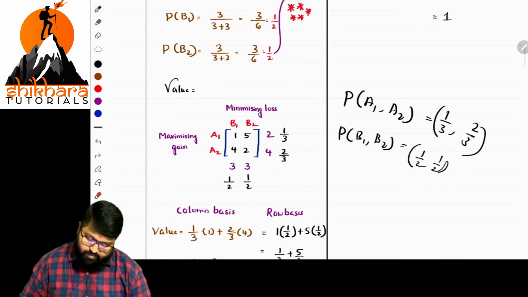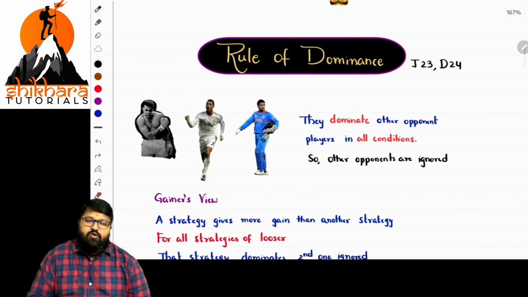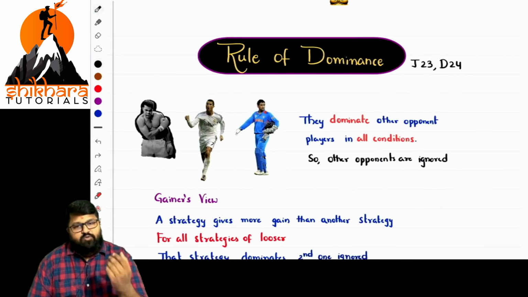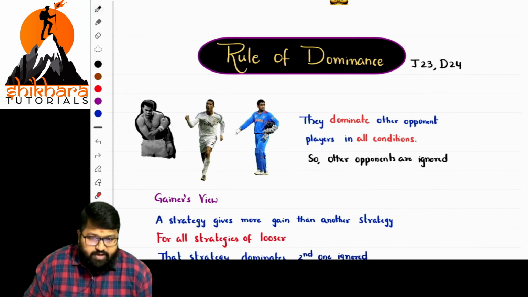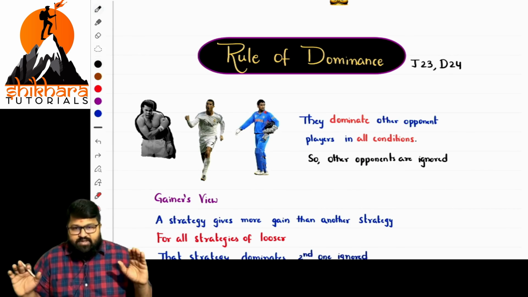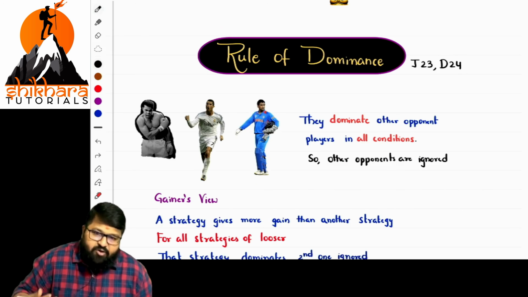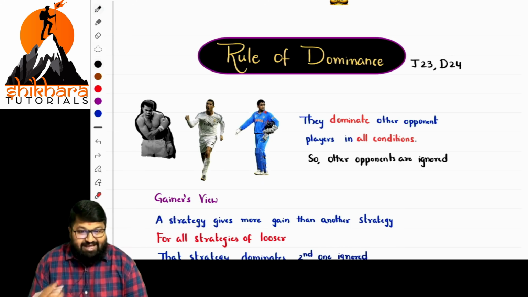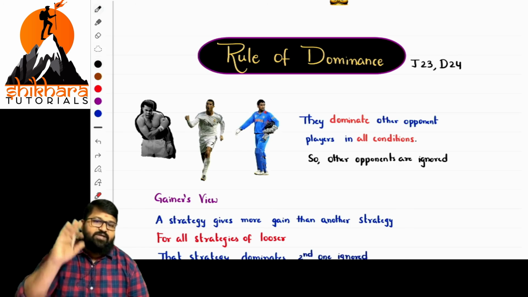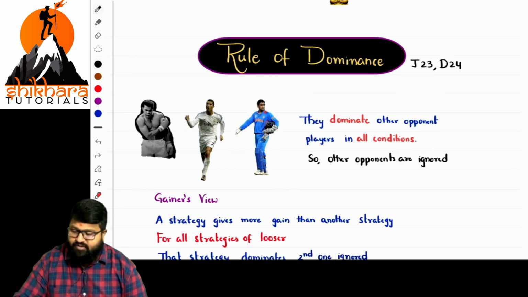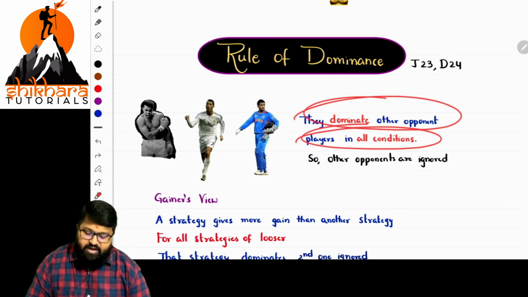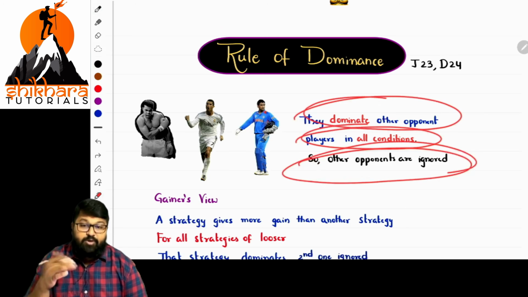Okay. And next, sir, what is the rule of dominance? Rule of dominance is very, very important. From the past 2 attempts, you got the same topic for the exam. Sir, if I'm a dominating person, then automatically the other guy will get dominated by me, and he will never have a thought to win at all, basically. I'm expecting to win, and my strategies are such that whatever the strategy of the other player, I will definitely win. That's the point. They dominate the opponent players in all conditions, so other components, other opponents, are ignored.